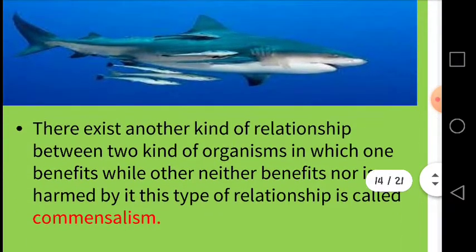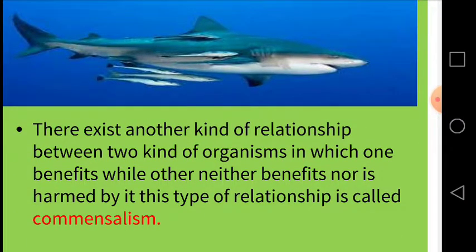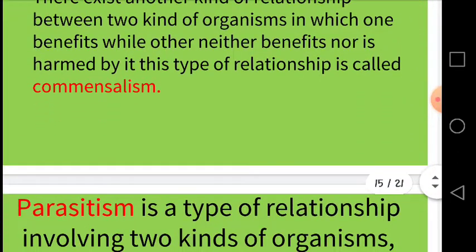Another relationship is called commensalism. Commensalism exists when two different kinds of organisms live together, and one is getting the benefits while the other is getting nothing, not benefits, not harmed. You can see the example of commensalism, that is a remora fish and the shark. The remora fish attaches itself to a shark and feeds on the food scattered by the shark, and the shark neither benefits from the remora fish nor is harmed by it. So this type of relationship between two organisms is called commensalism.